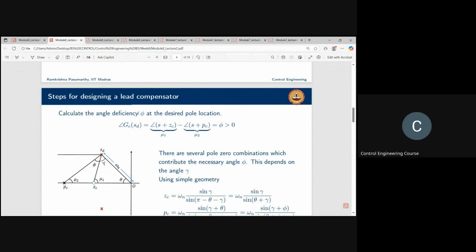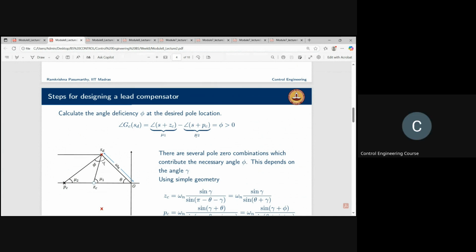But in the case of the PD controller, there was no PC. There was only one design parameter, ZC. So given a phi, you can find ZC. But here there are two parameters, ZC and PC. You have more options now.